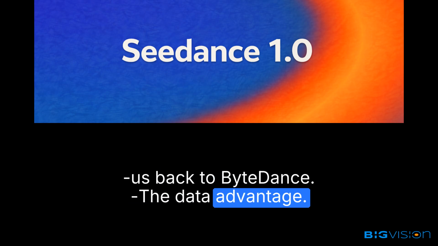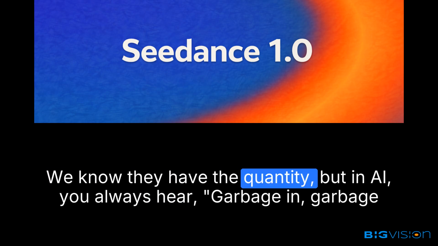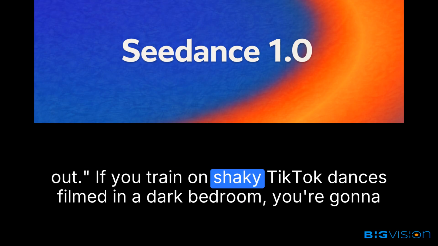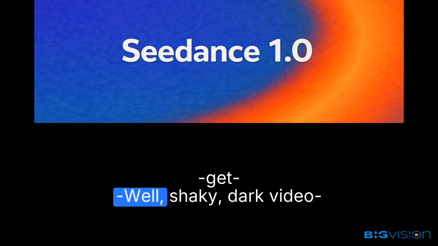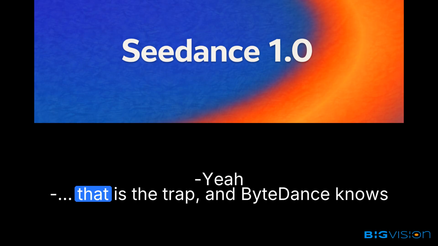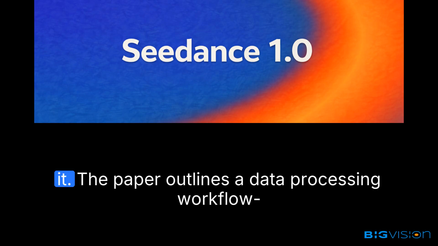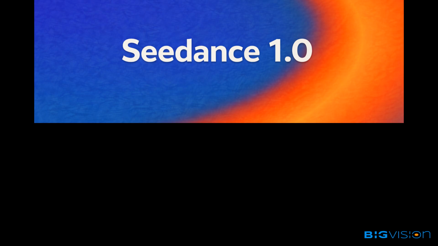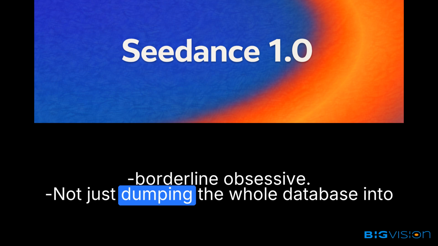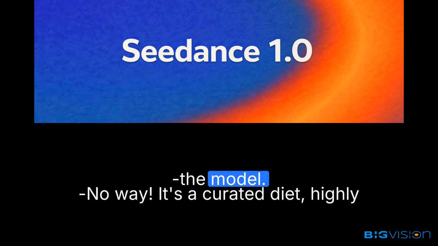The data advantage. We know they have the quantity, but in AI you always hear garbage in, garbage out. If you train on shaky TikTok dances filmed in a dark bedroom, you're going to get, well, shaky, dark video. That is the trap. And ByteDance knows it. The paper outlines a data processing workflow that is borderline obsessive. I'm guessing they're not just dumping the whole database into the model. No way. It's a curated diet, highly curated.